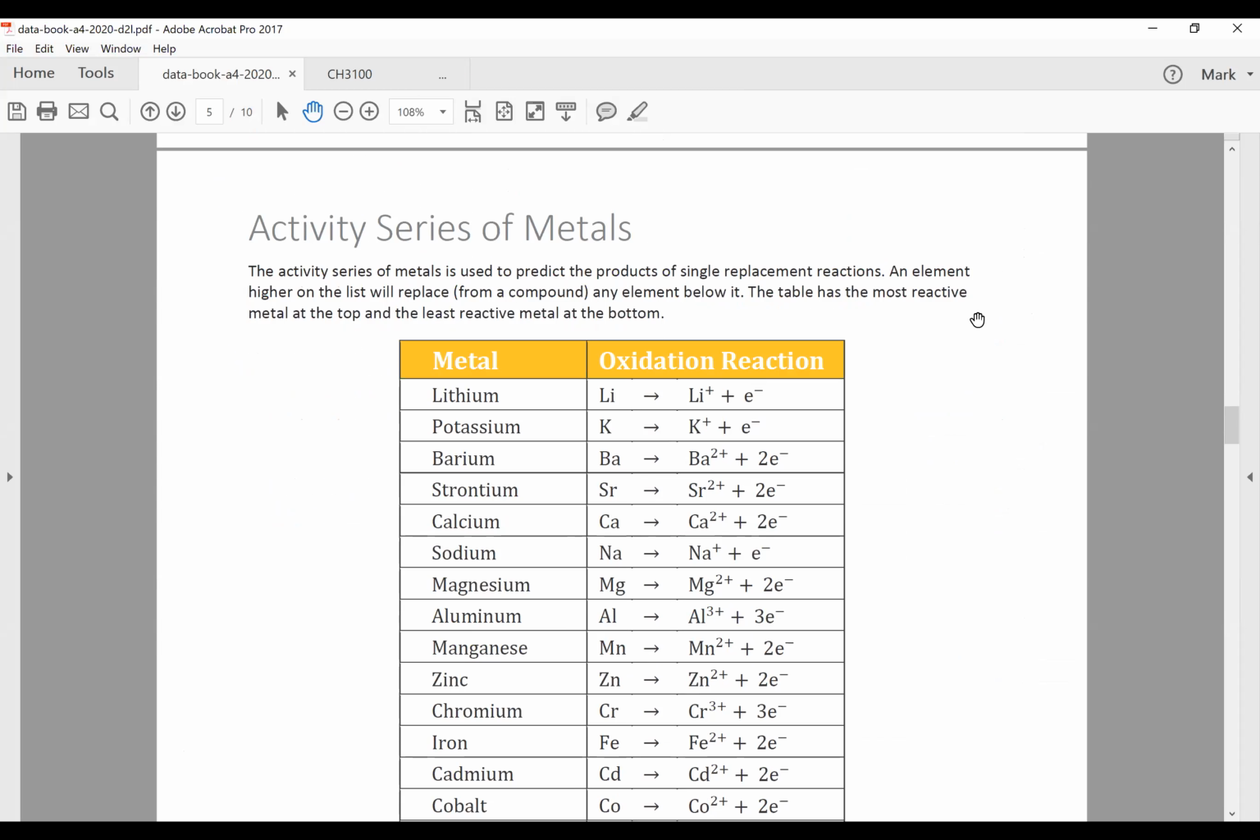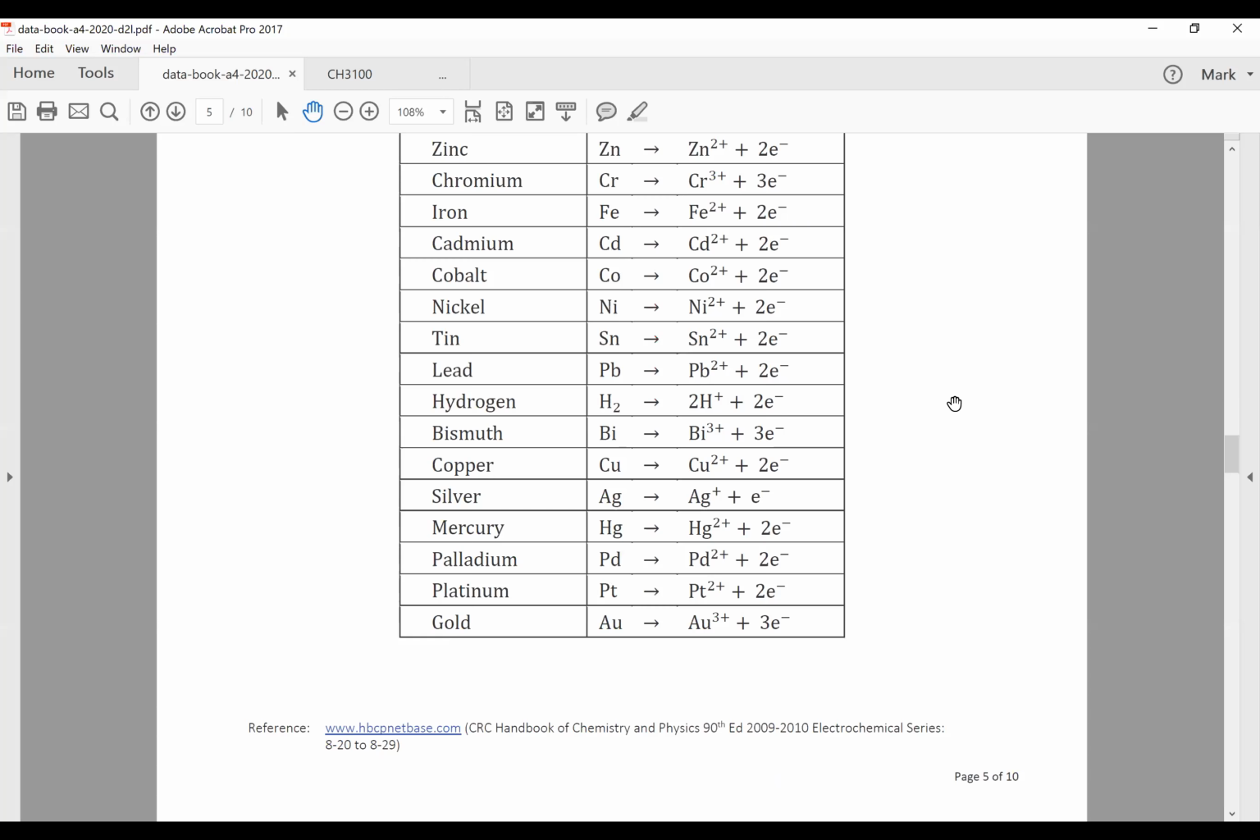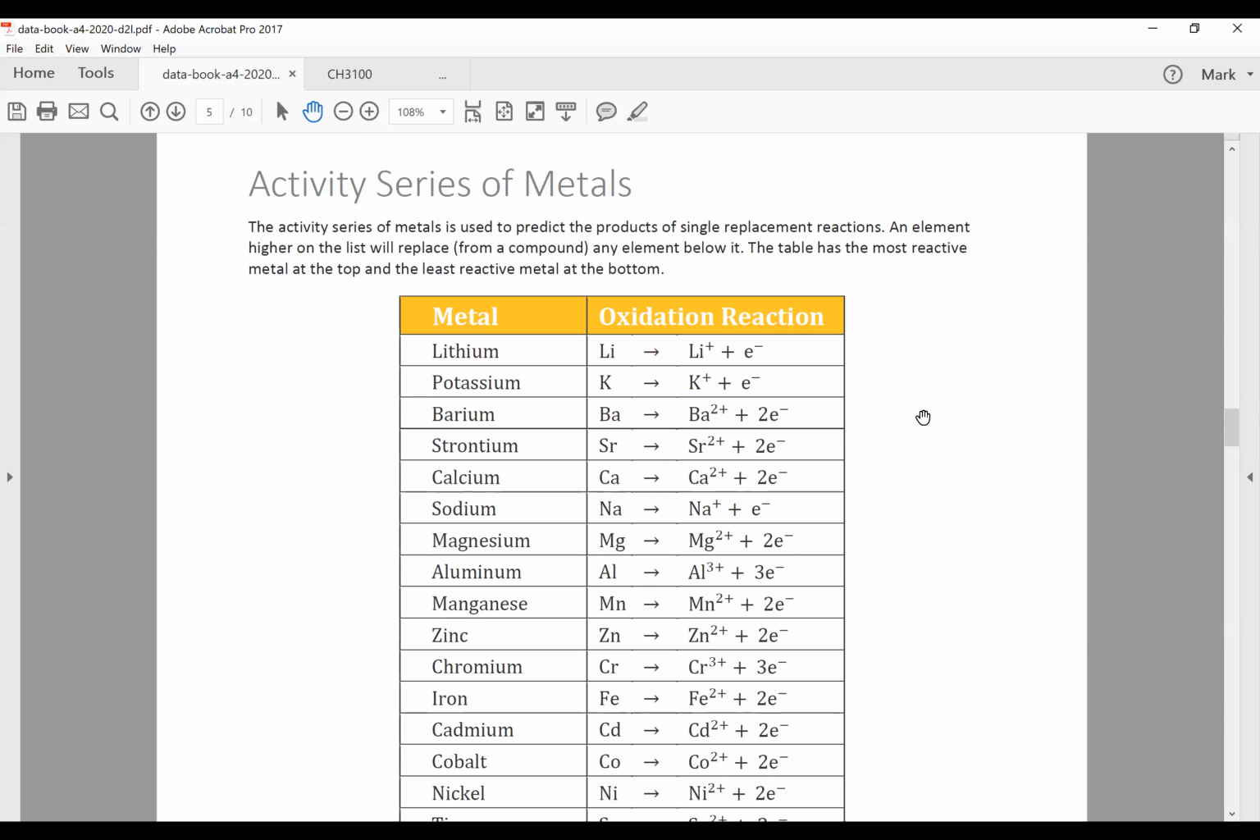Look at the paragraph at the top of page 5. Okay, let's read this together. The activity series of metals is used to predict the products of single replacement reactions. Okay, first of all, single replacement. So immediately I know that the activity series is not for combination, it's not for decomposition, it's not for double replacement. It is only for single replacement.